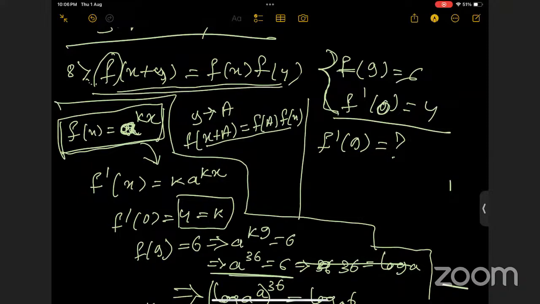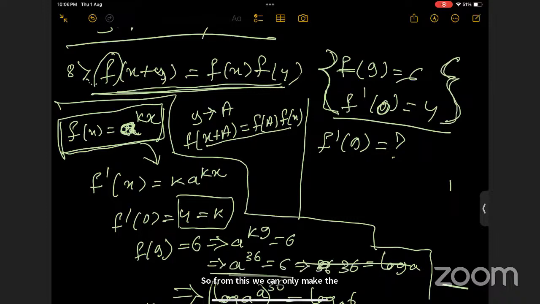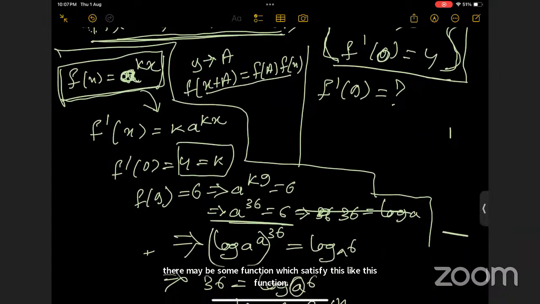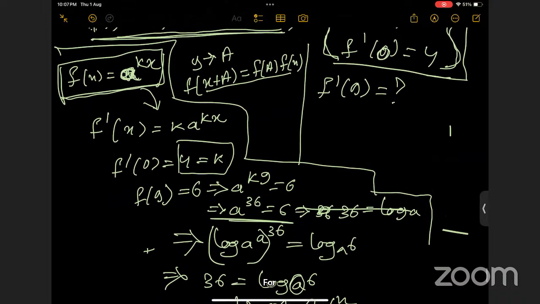Here what we are doing is taking some example which satisfies this condition, and we think that it's not satisfying this initial condition. So from this we can only conclude that this function doesn't satisfy this whole problem with this initial condition. But there may be some function which satisfies this functional condition with the initial condition. For instance, if the example is not coming to our mind, that doesn't mean there is no example, right?